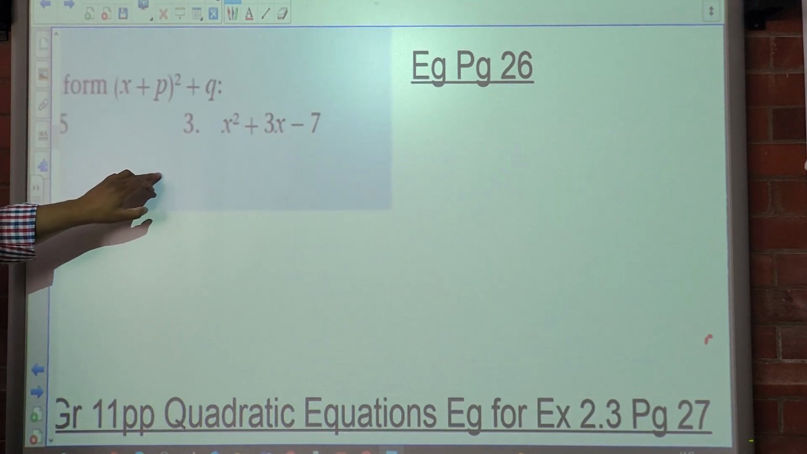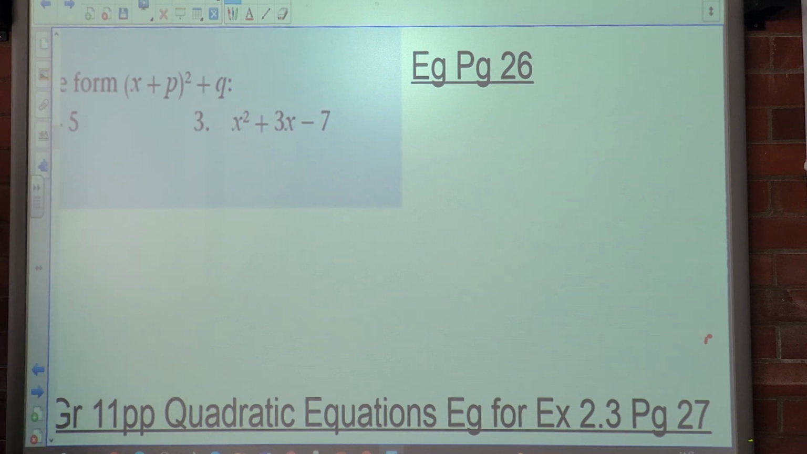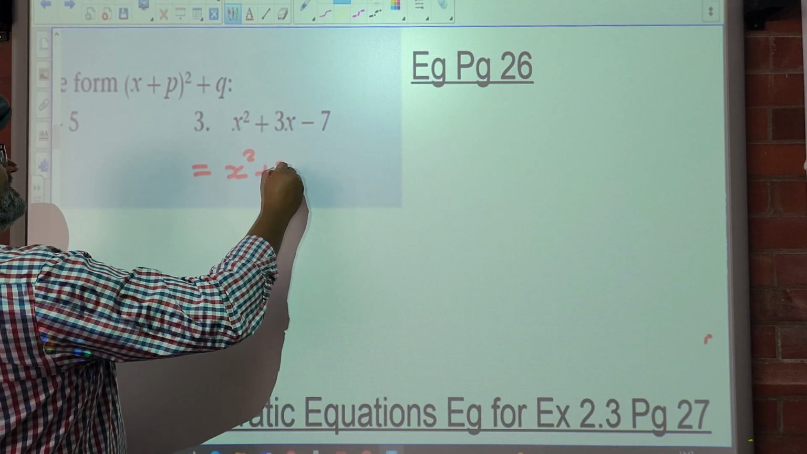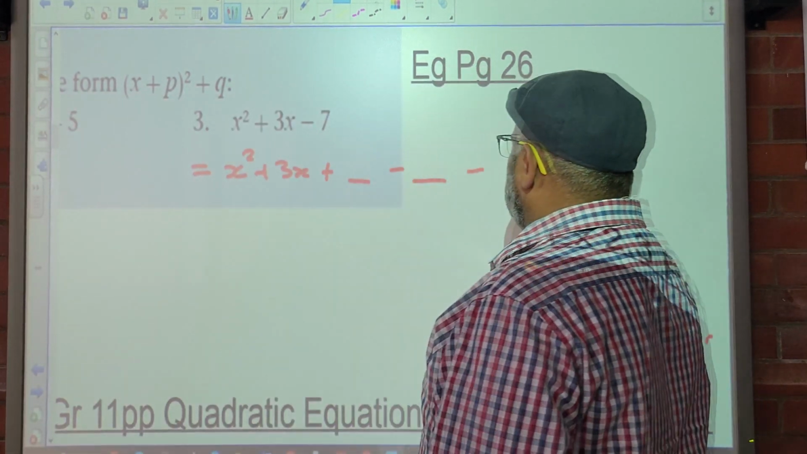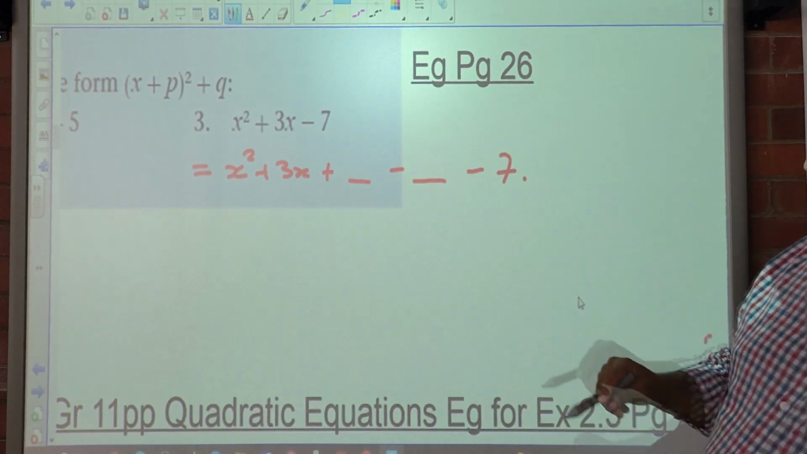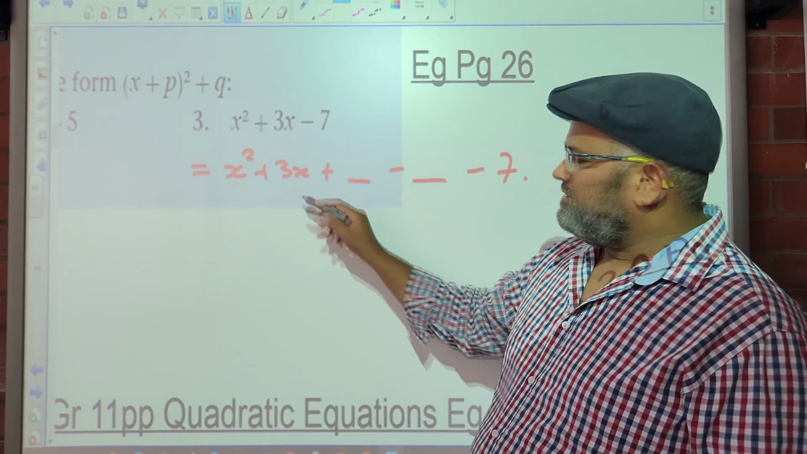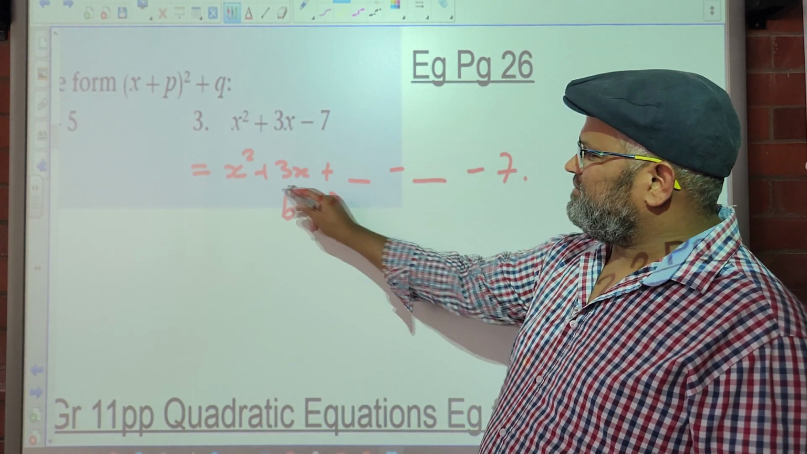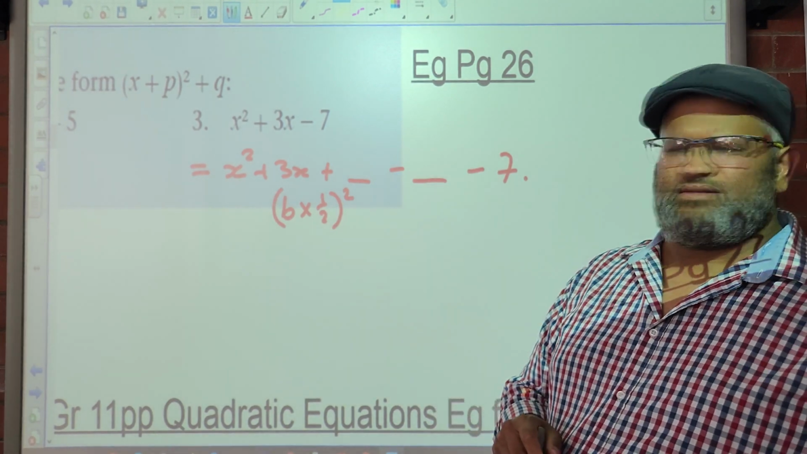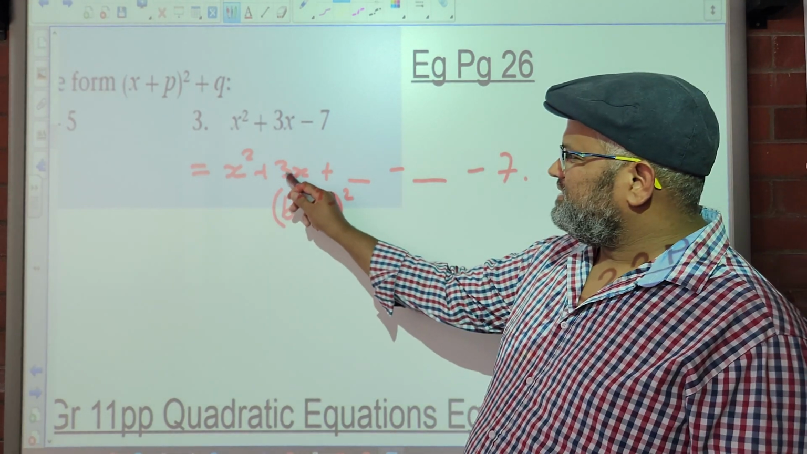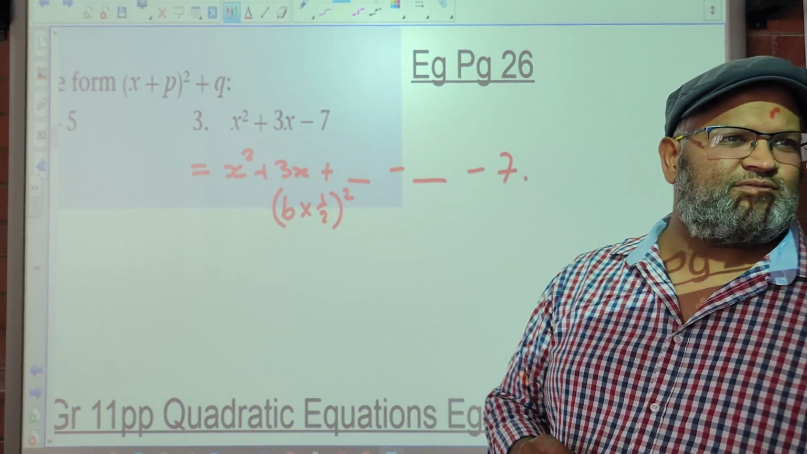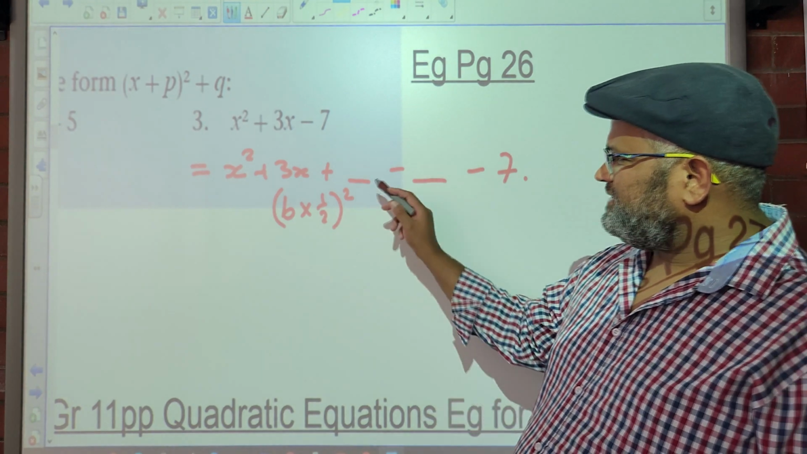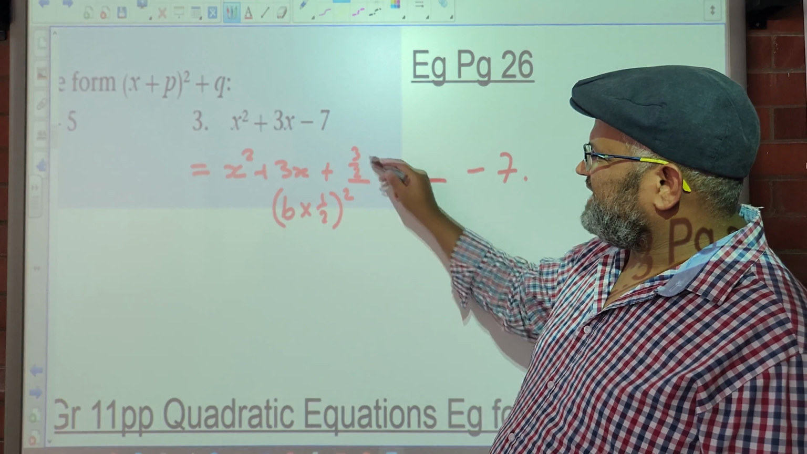So the question says, we must write it in the form of (x plus p) all squared plus q. Okay? So what happens is, we say it's going to be x squared plus 3x plus a number minus that same number minus 7. And what was this number in this case? Isn't it b times half and it must be squared? So it's going to be 3 times half. What's 3 times half? 3 over 2. Squared. It's going to be 9 over 4.